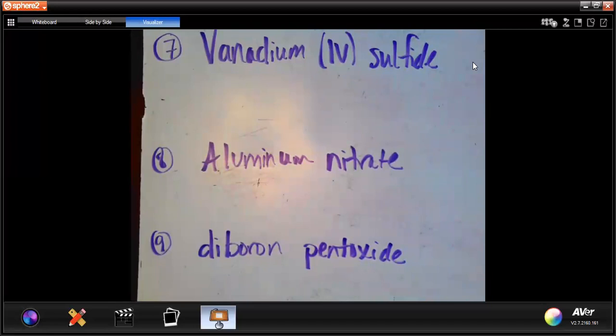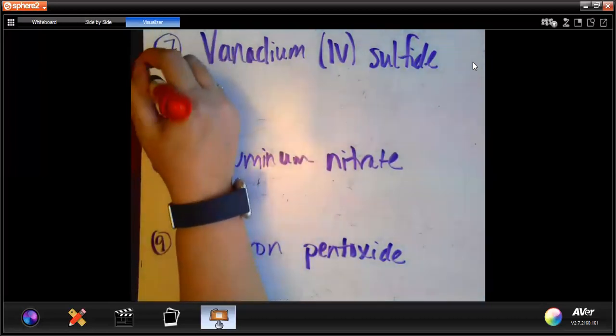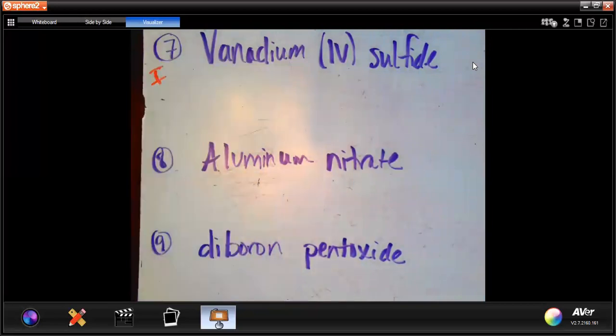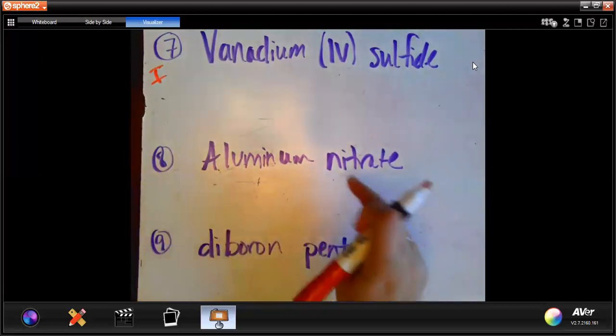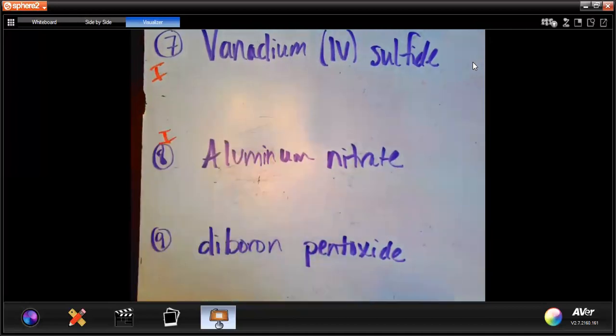So again, we need to identify, is it ionic or is it covalent, right? Vanadium is a metal, it's on the left-hand side. Sulfide is a nonmetal, so that makes this ionic. Aluminum is a metal. Nitrate has nitrogen in it, which is a nonmetal, so again, that's ionic. And then boron and oxygen, right, are nonmetals, so that makes them covalent.